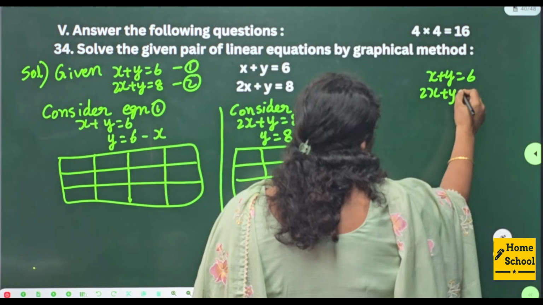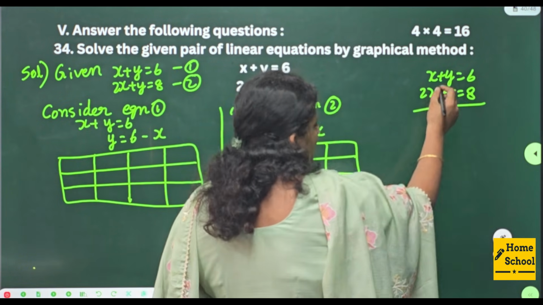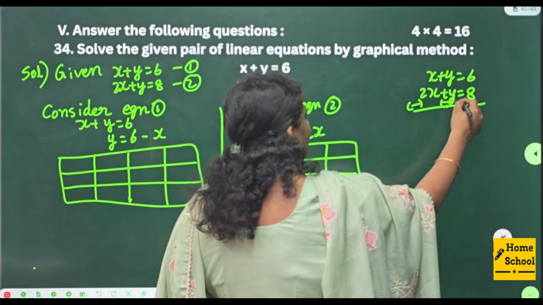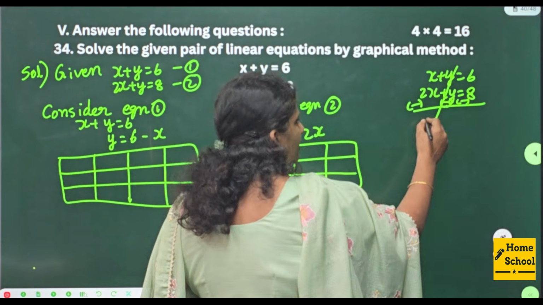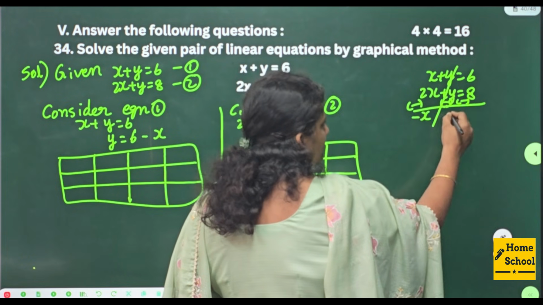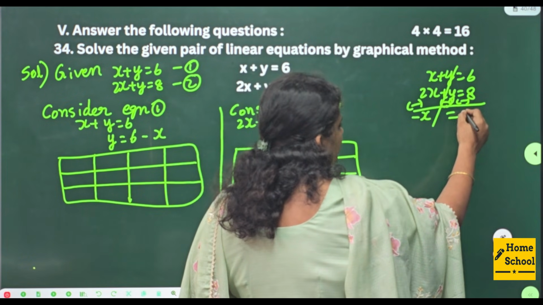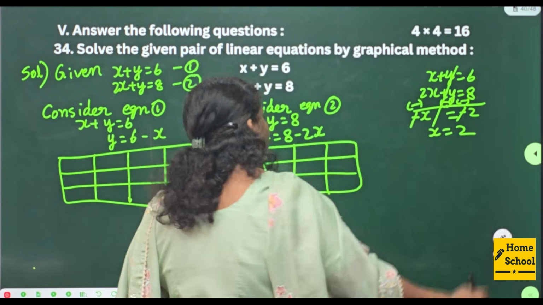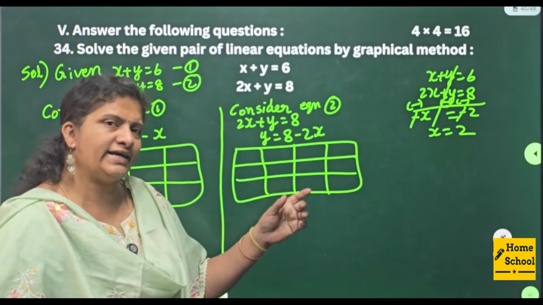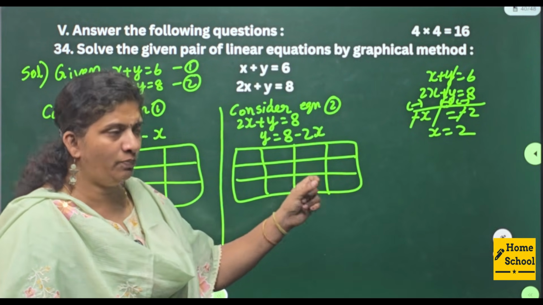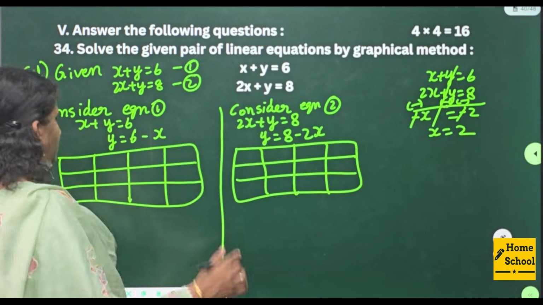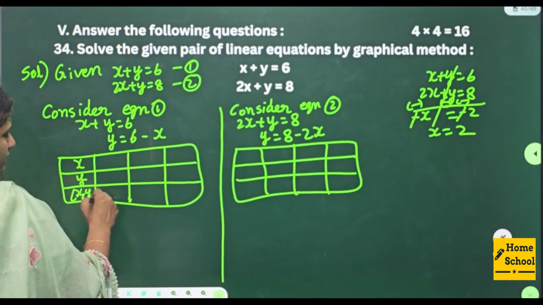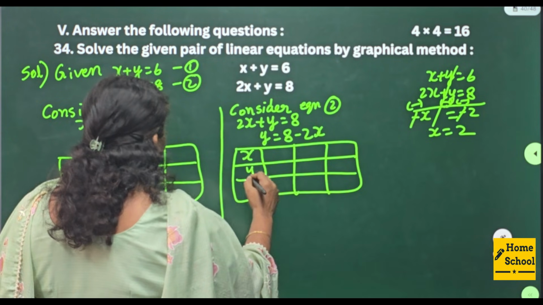x plus y equal to 6, 2x plus y equal to 8. By elimination method, these two terms are the same. Subtract the two equations, they cancel. x minus 2x is minus x and 6 minus 8 is minus 2. Minus cancel, x is equal to 2. Only the x value is enough; that x value put in the middle of the table. x, y, x comma y.